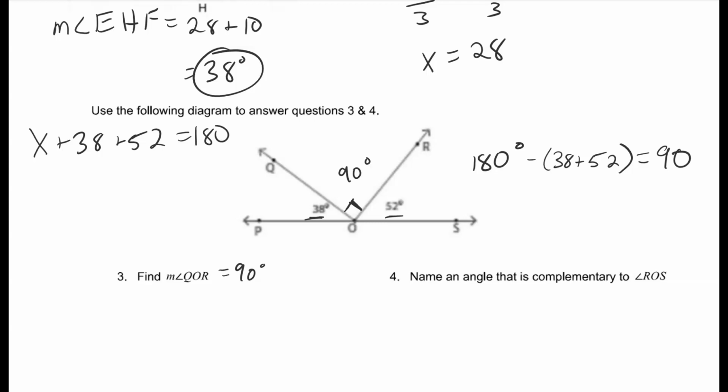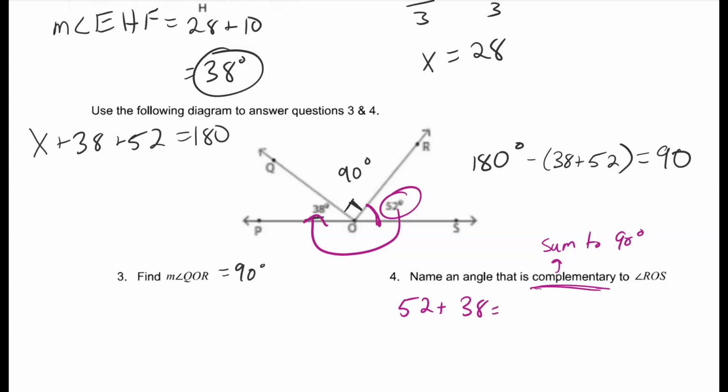Now it says to name an angle that is complementary to angle ROS, that angle right there. Remember, complementary angles mean that they should sum to 90 degrees. So not that they are 90 degrees, but when I add the two together, they should add to 90. So I have 52 degrees right here, and on the other side over there, I have 38 degrees. And I notice that when I add those two angle measurements, I get 90 degrees. So it must be the case that angle POQ is complementary to angle ROS, because when I add them up, they sum to 90 degrees.